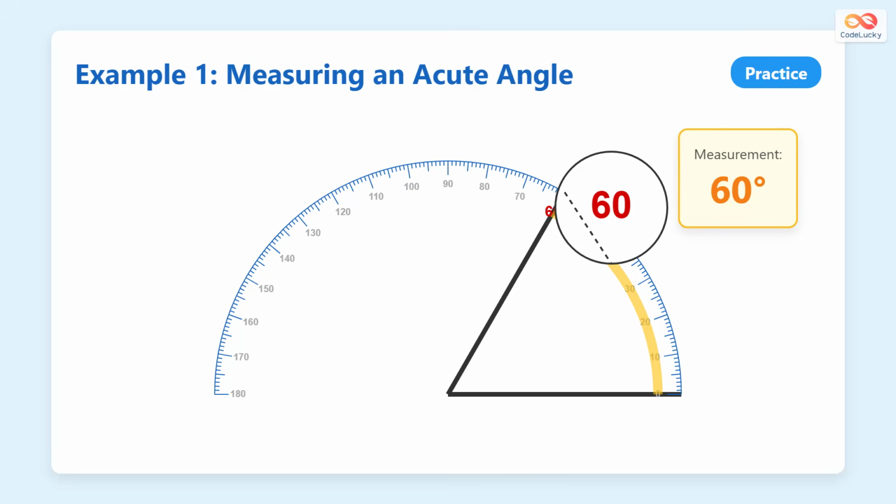Let us practice with an acute angle. The vertex is aligned, and the bottom ray is on the right, pointing to 0 on the inner scale. We follow the numbers up, 10, 20, 30, all the way to where the second ray points. It points exactly to 60, so this angle measures 60 degrees.